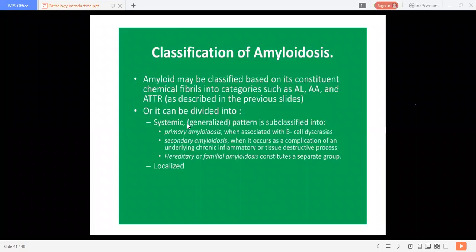Okay, so is that clear? If there is any query? Is there any query about this type of amyloidosis?